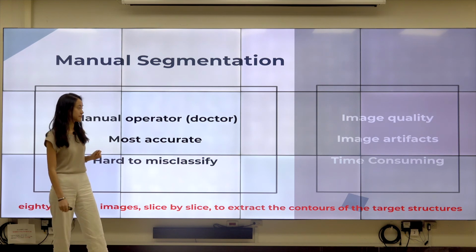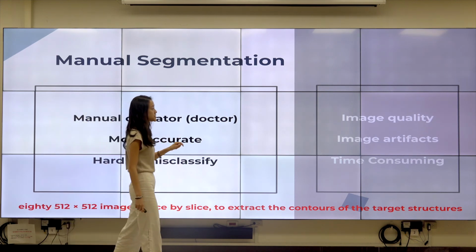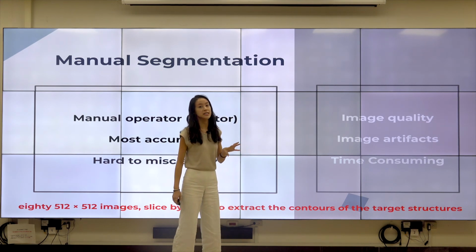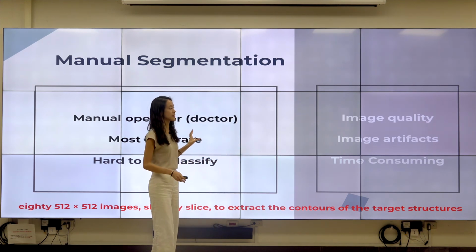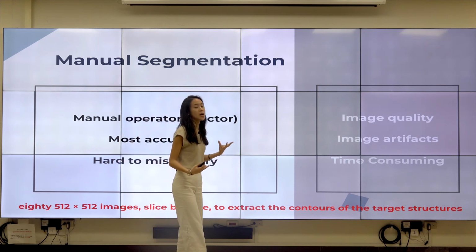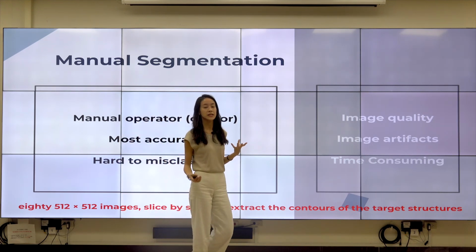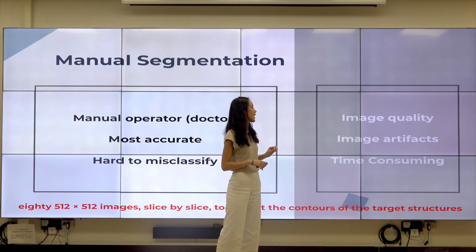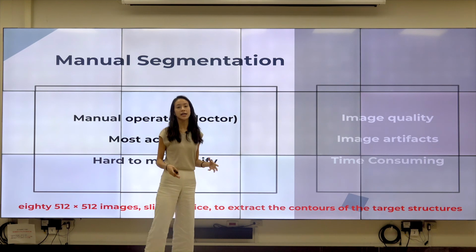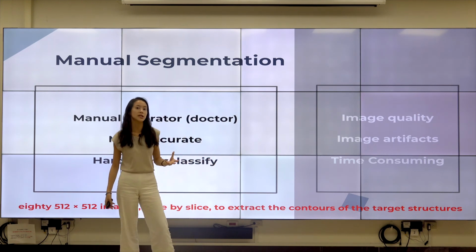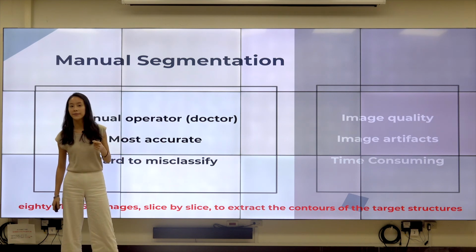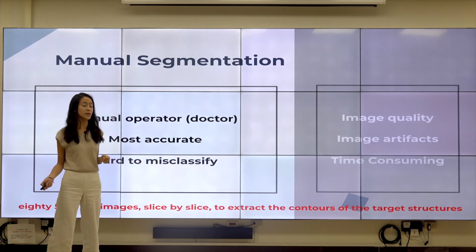So imagine that. The challenge of this is that the image quality may affect the manual operator. If the image quality is terrible, if it's blurred, if there's a lot of noise, then the doctors won't be able to segment the structures that we're actually looking at. Or, for example, there are a lot of image artifacts that may also affect a doctor's ability to detect what we're trying to look for. And the other part, as I explained before, is that it is very, very time consuming.